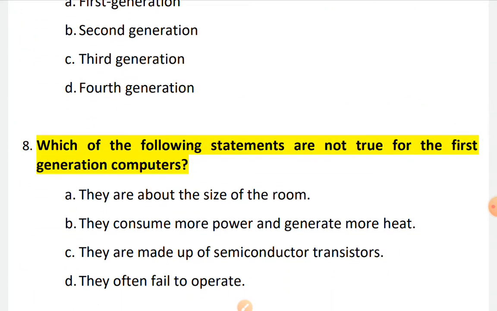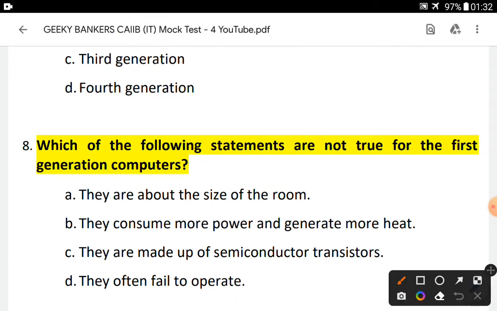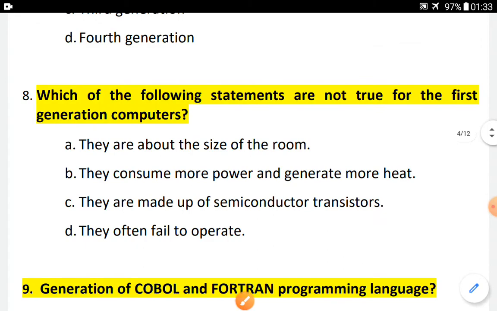The next question is, which of the following statements are not true for the first generation of computer? They are about the size of the room. This is true. They consume more power and generate more heat. This is true. They are made up of semiconductor transistor. No, transistors were not introduced at the time of first generation, so this is wrong. They often fail to operate. This is again true. So which one is wrong? Not true. So this one, C, is our answer.